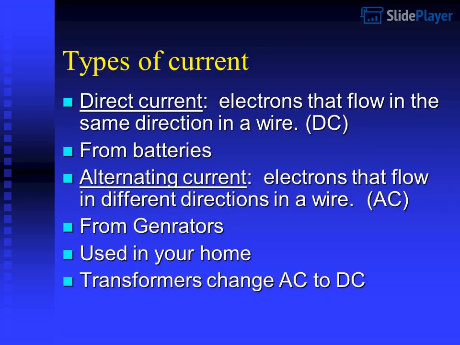Types of current. Direct current, DC: electrons flow in the same direction in a wire. DC comes from batteries. Alternating current, AC: electrons flow in different directions in a wire. AC comes from generators and is used in your home. Transformers change AC to DC.